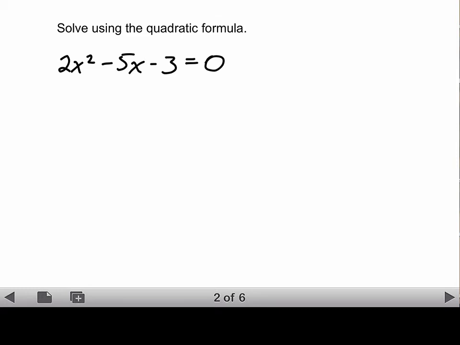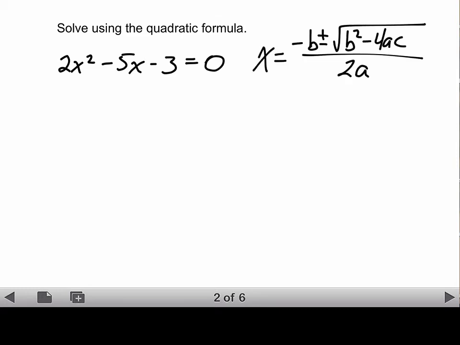And I'm going to rewrite the quadratic formula for reference here. So I've got x equals negative b plus or minus the square root of b squared minus 4ac all over 2a. And it might be good to use some color coordination when we try to flesh out the formula. So I'm writing a in blue, b in red, and c in green.